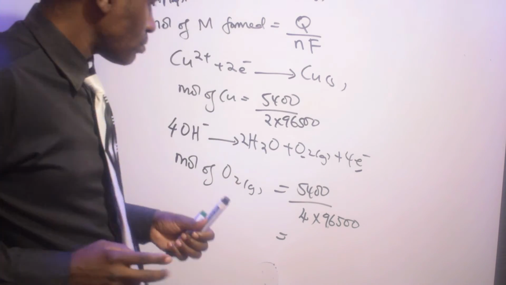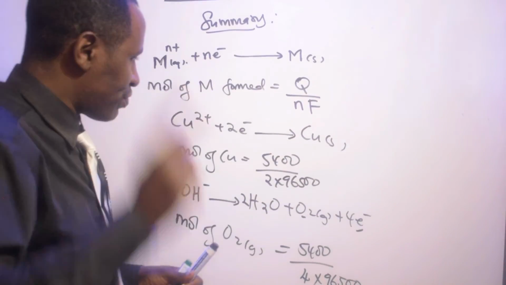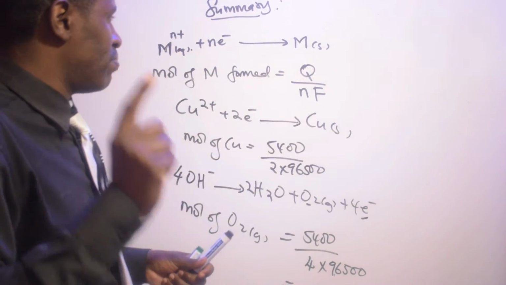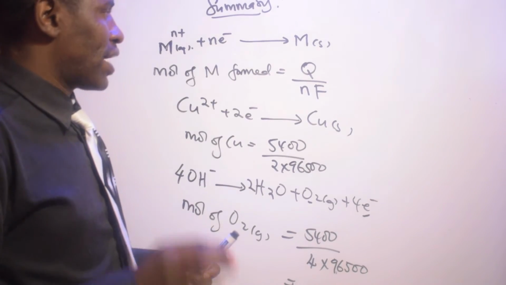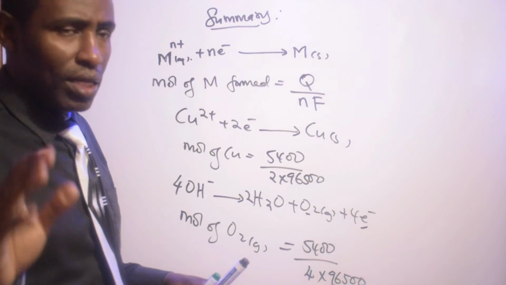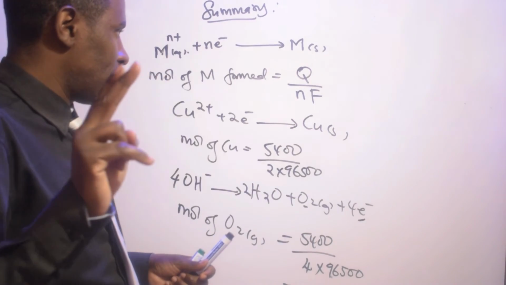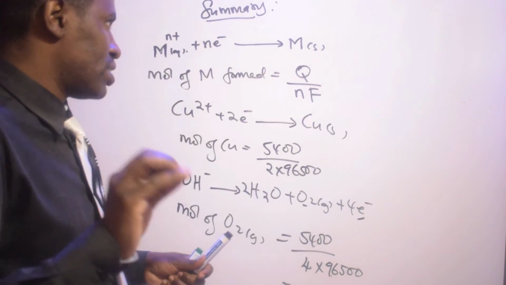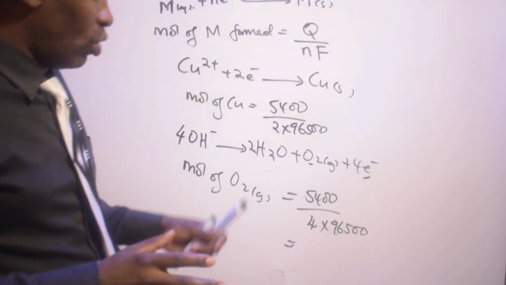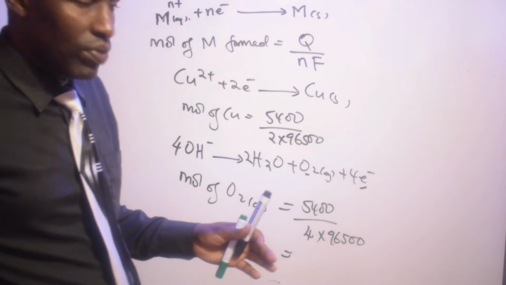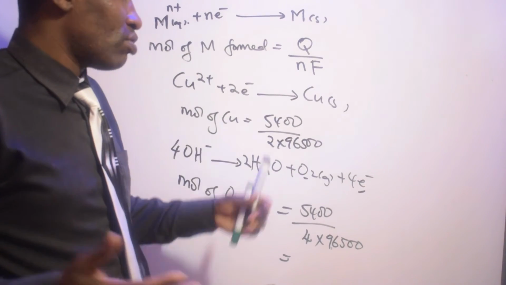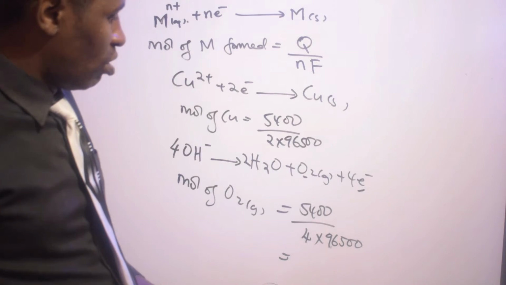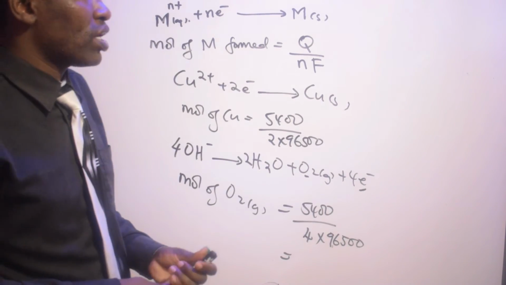Kindly remember two things. One of them, the formula for getting the amount of electricity, very, very important. This is current times time. The current should be in amperes, and the time should be in seconds. Number two, the cathode equation and the anode equation, very, very much important. If you don't know what will be formed at the cathode and anode, or you don't know how to write this equation, then automatically you'll not be able to get the amount of the product formed.